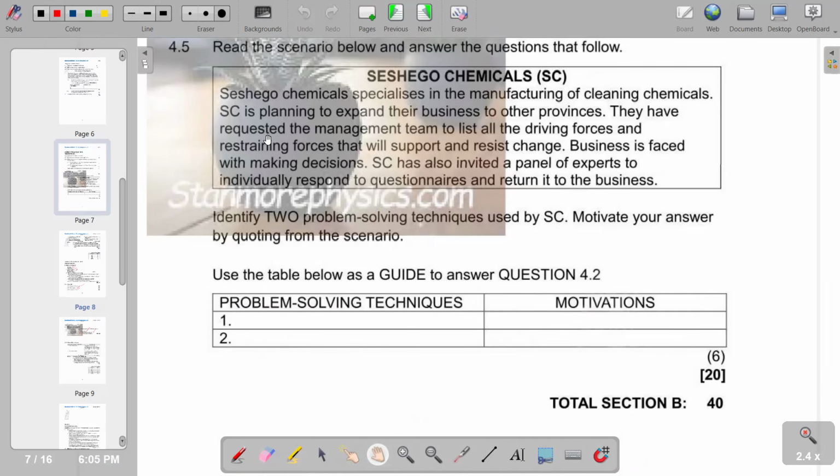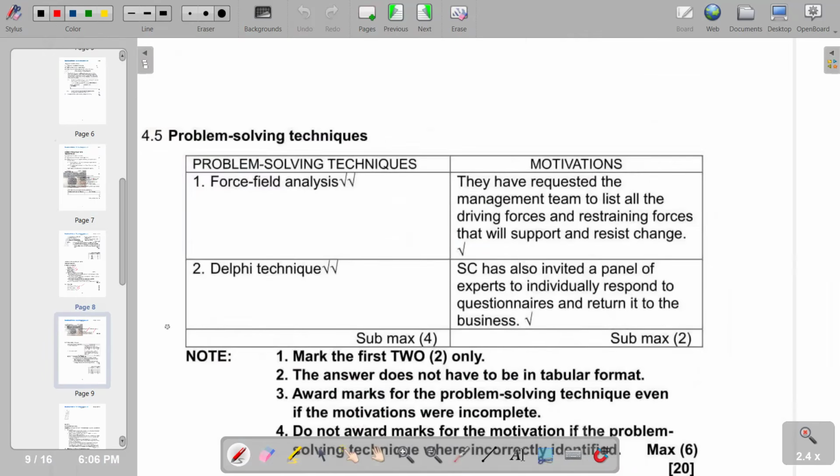So if you go to our scenario, you see that this sentence reads: they have requested the management team to list all the driving forces and the sustaining forces that will support and resist change. So basically, this is a force field analysis, which we have again mentioned in our other section, where we're saying force field analysis is identified by the sentence where they have requested the management team to list all the driving forces and restraining forces. So that's what we have.